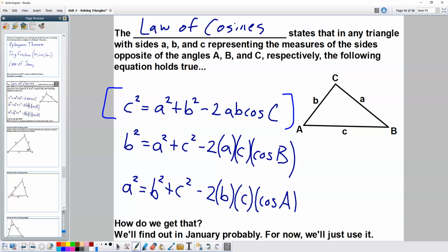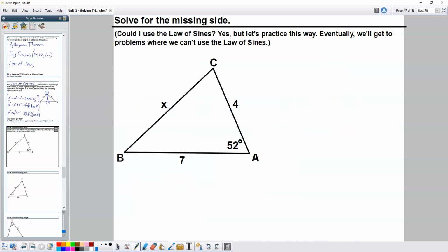And when I look at this, I'm saying that the angle C and the side C are opposite of each other. So I've got the cosine of C right here and that side C on the other side of the equal sign. And then obviously I've got my two sides, A and B. So we're going to use this a lot. All right, let's solve for one of these.